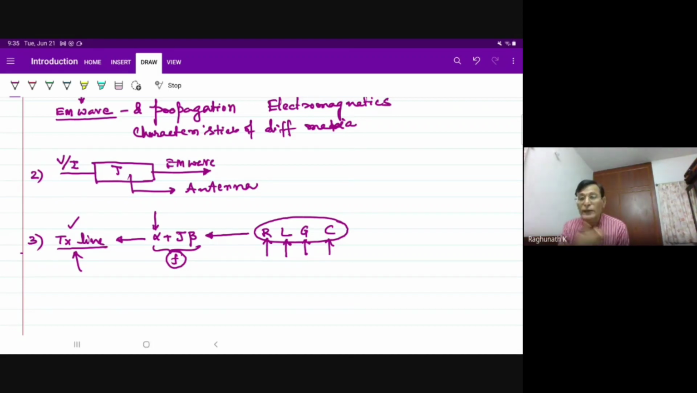Though beta is not a big term for us, alpha is really an important term, the attenuation constant. Before reaching the receiver, the signal should not die down to a level where the receiver is not capable of receiving it. If the input power is above a particular threshold, the receiver can understand what it is. Otherwise, it will not be in a position to, because of which I should select a particular line.